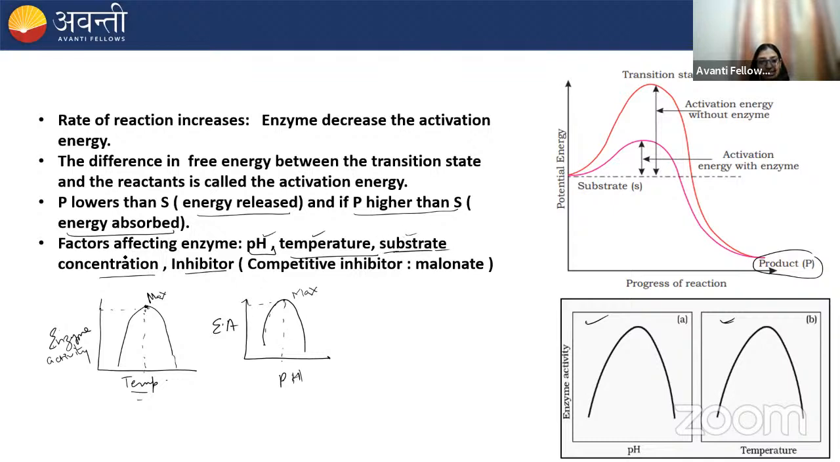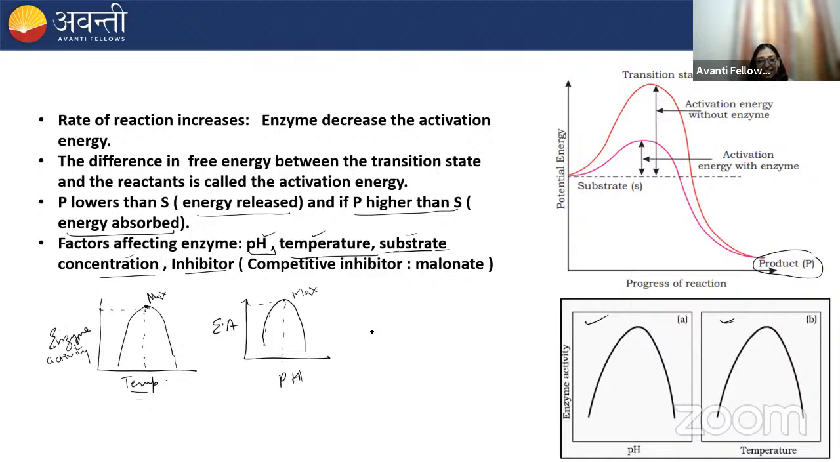Next, we are going to discuss the substrate concentration. When we increase the substrate concentration, the activity of the enzyme increases, or the rate of the reaction increases, but to a certain limit. After a certain limit, if we keep on increasing the concentration of substrate, the activity of the enzyme will not increase, or the rate of the reaction will not increase, because at a certain limit, all the enzymes get saturated. Now there's no availability of the free active site for the substrate to bind.